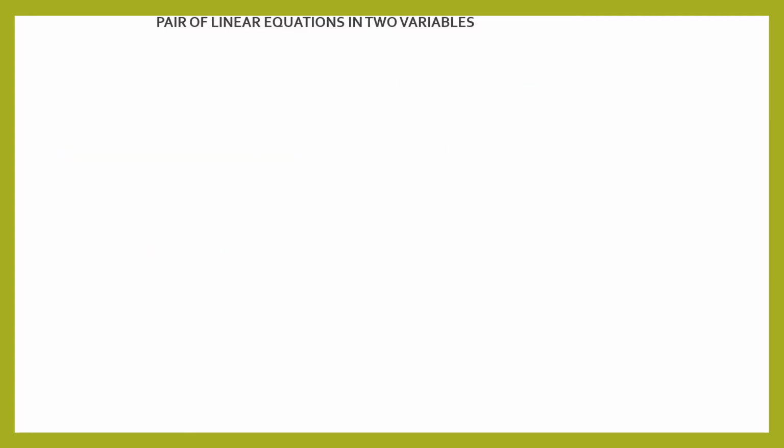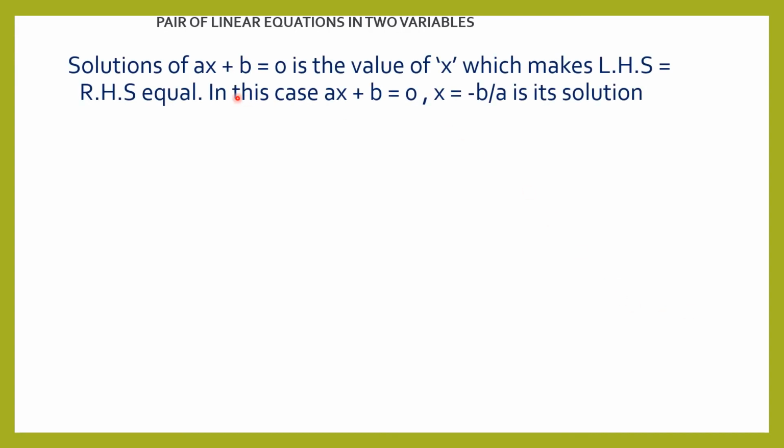Now, next point. Solutions of ax plus b equal to 0. So what is the solution? Solution of ax plus b equal to 0 is the value of x which makes LHS equal to RHS. Already you learnt in previous class, every equation contains LHS and RHS. LHS means left hand side, RHS means right hand side. Here ax plus b is LHS and RHS is 0.